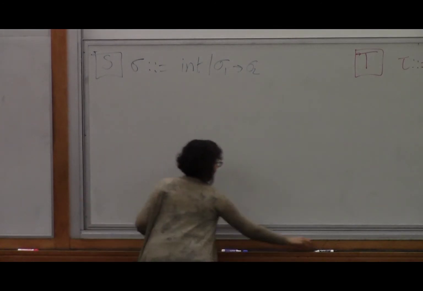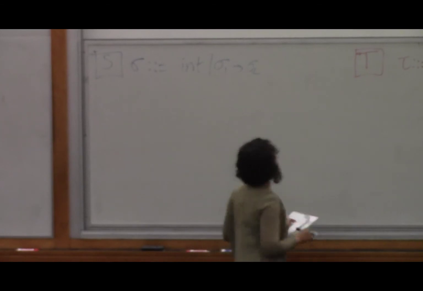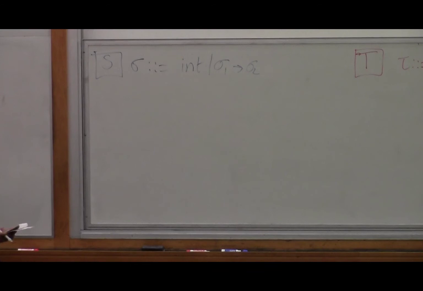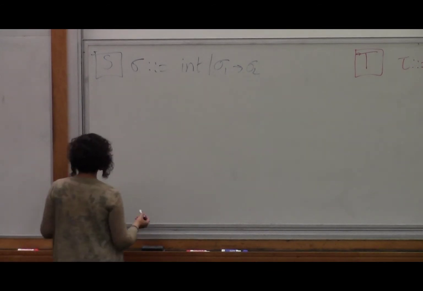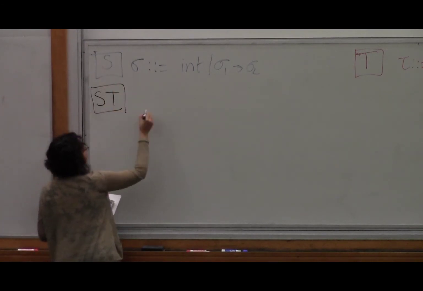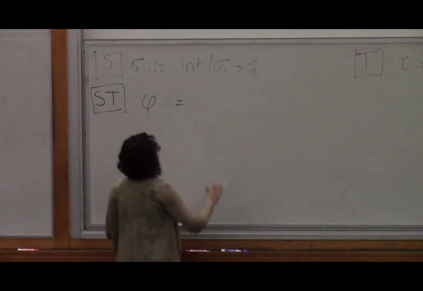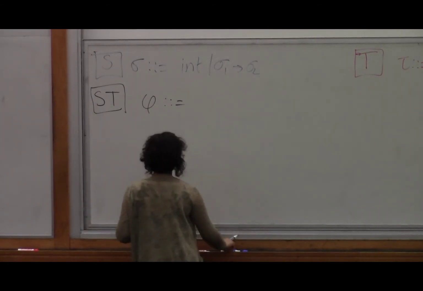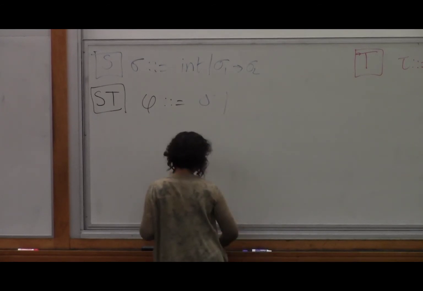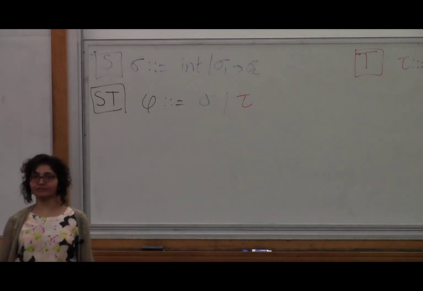Okay, my multi-language is going to be black, all right? I'm going to take my source and target types, and I have to tell you what my multi-language types are. So this is my ST language. I'm going to use phi for my multi-language types, and basically they're going to be all of the source language types and all of the target language types put together. All sigmas and all taus. Pull them in, pull the grammar in, right?